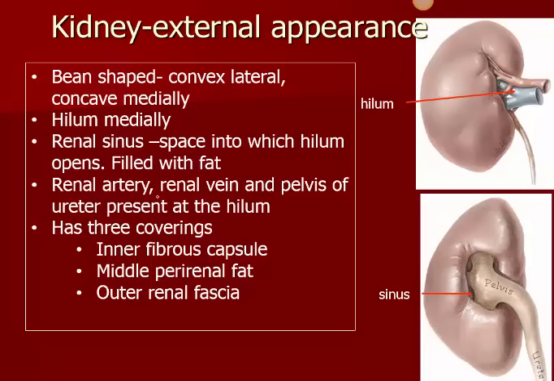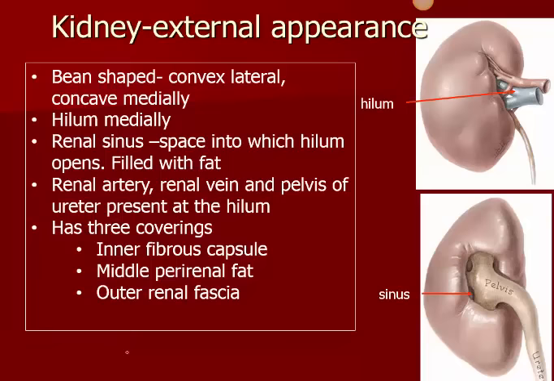Let's look at the external appearance of the kidney. Again, to go back to that video, as shown, it's a bean-shaped organ, as you can see. So it has this lateral surface, which is convex, this lateral border. The medial border is concave, you can see here. And along this medial border, you have this area which is called the hilum. Remember, we've done this hilum before in many structures.